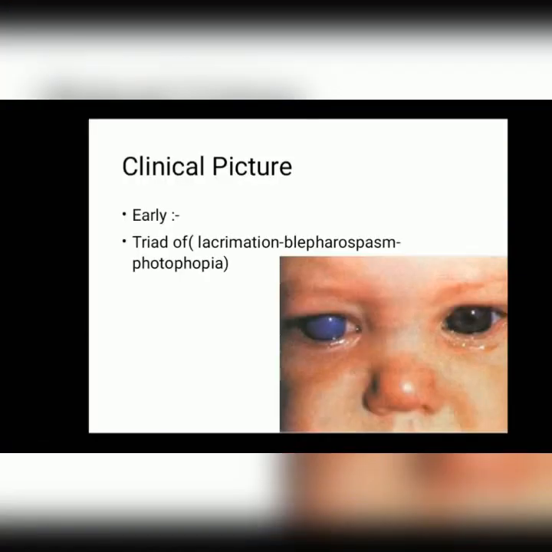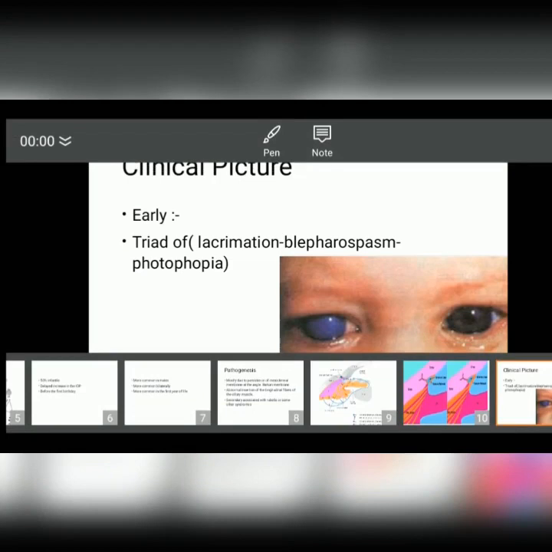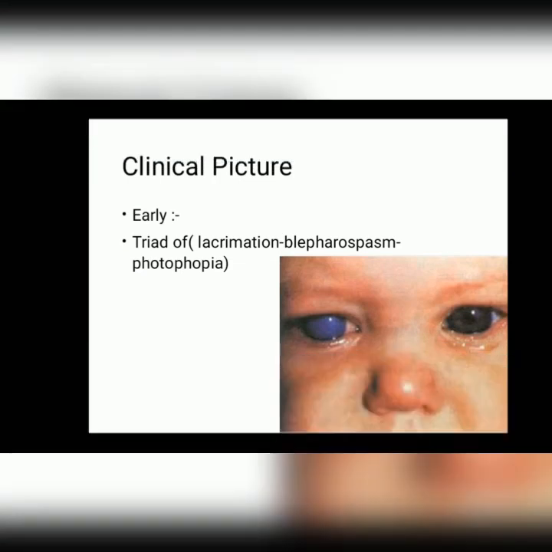Then, what is the presentation of a patient with primary congenital glaucoma, buphthalmos? We have early presentation and late presentation. Early presentation is a triad of lacrimation, blepharospasm, and photophobia. Why does this occur? This occurs due to corneal edema, leakage of aqueous humor into the cornea, so it irritates the corneal nerve endings and causes blepharospasm, which means excessive and recurrent blinking. The patient tends to keep the eyelids closed, with photophobia and lacrimation.